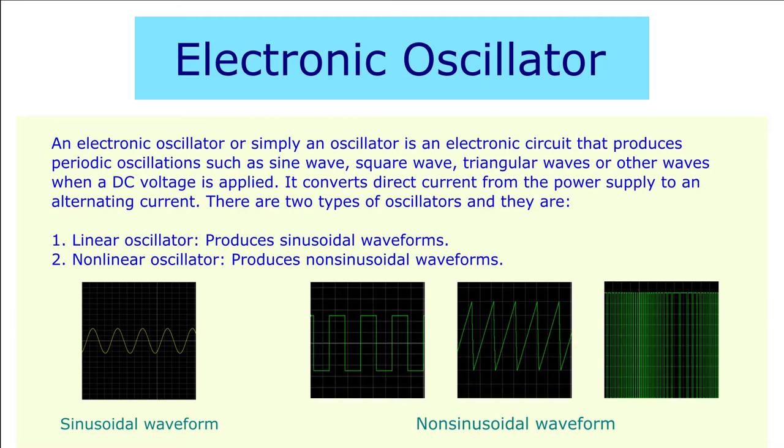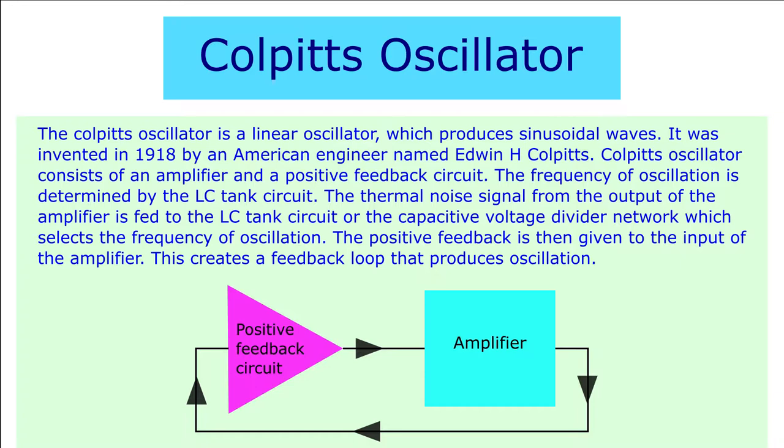Colpitts oscillator is a linear oscillator and it generates radio frequency signals in the range of 20 kHz to 300 MHz. The Colpitts oscillator was invented in 1918 by an American engineer called Edwin H. Colpitts. Colpitts oscillator consists of an amplifier and a positive feedback circuit for its functioning. The amplifier uses an active device such as a bipolar transistor, field effect transistor, or vacuum tube as an amplifier, and uses a positive feedback from its output connected to the input by means of a parallel LC tuned circuit or tank circuit, which determines the frequency of oscillation.